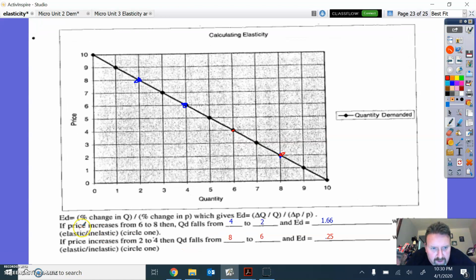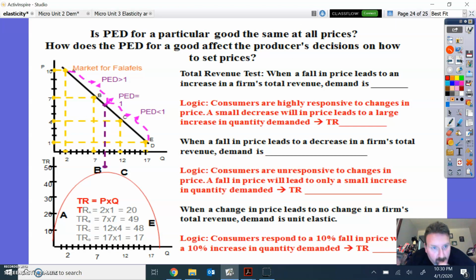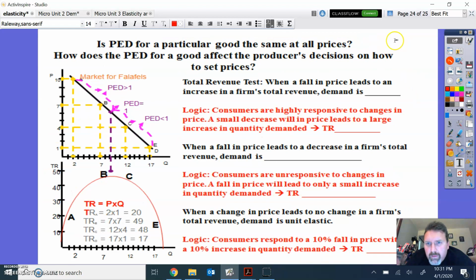Right. So the 1.66. Now notice that's up here. It's on the upper part of the curve. That's elastic. Okay? This part down here is on the lower part of the curve. That's inelastic. That's going to really play an important part on this next slide that we have going on here, okay? This says, is the price elasticity for a particular good the same at all prices? And real quick, let's hammer this out right now. The answer is no, okay?